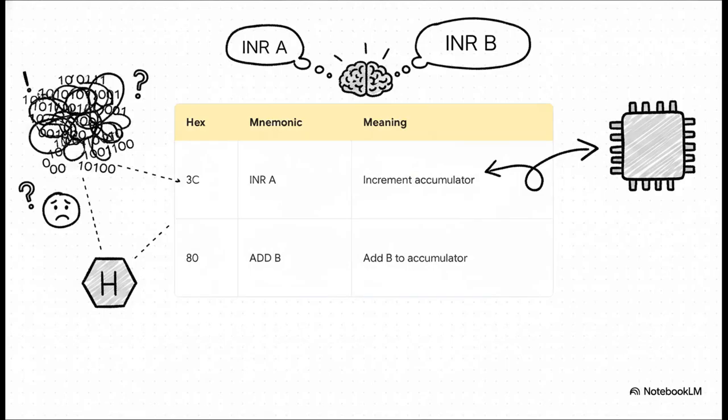Now, as you can imagine, typing out endless strings of zeros and ones is incredibly error-prone. Even using shorthand hexadecimal code, like typing 3C, is just way too difficult for a human to decipher on the fly. To solve this, developers created assembly language. They assigned a symbolic code or a mnemonic to each instruction. So instead of trying to remember the hex code 3C, a programmer just writes INRA to increment the accumulator register. Instead of 80, they literally just write add B. It perfectly bridges the gap between human thought and the chip's raw logic.